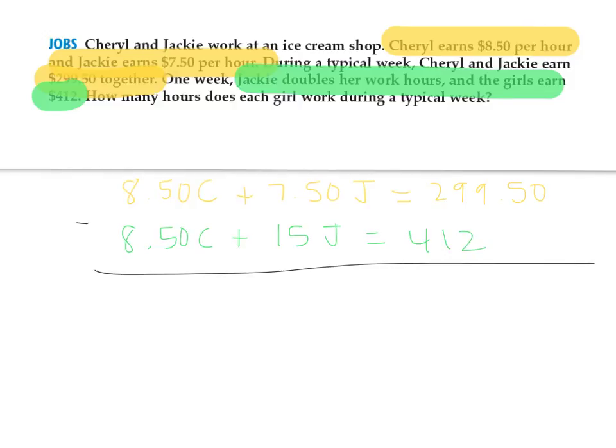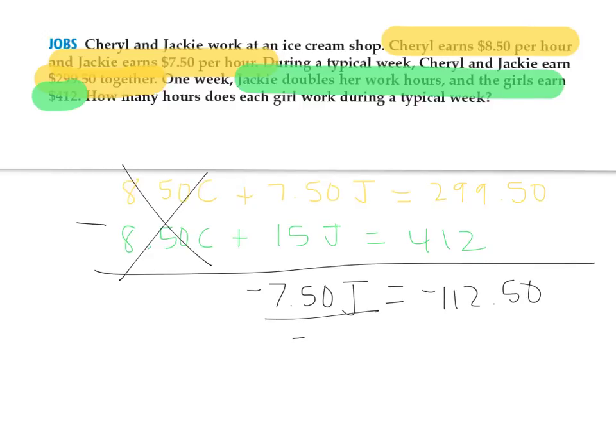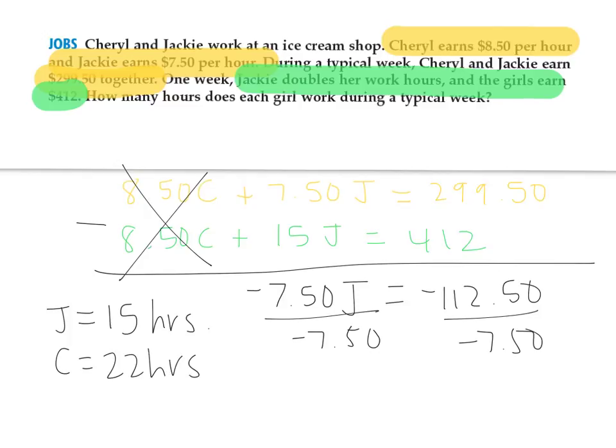And so now I want to solve this here. So I actually can subtract because then the C variables will cancel out. And 7.50 minus 15 will be -7.50J equals 299.50 minus 412, which is -112.50. Divide by -7.50 and J is equal to 15 hours is what she will work. And then if I plug that back in, which I'm just going to save a little bit of time because we've already done a few examples, then Cheryl would be working 22 hours.